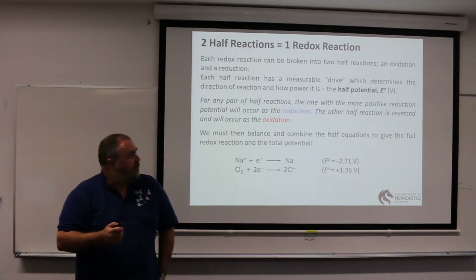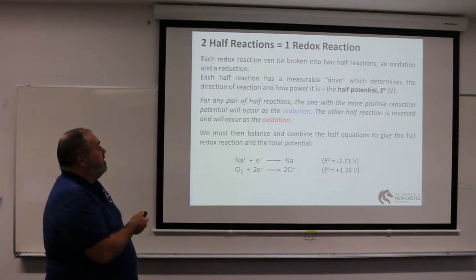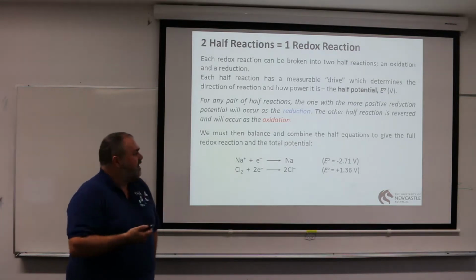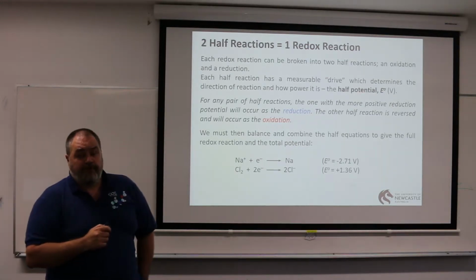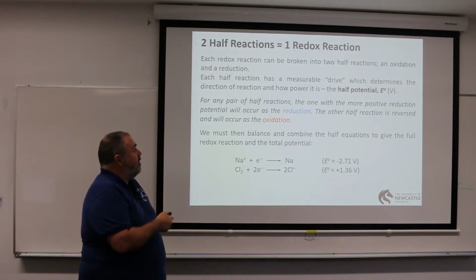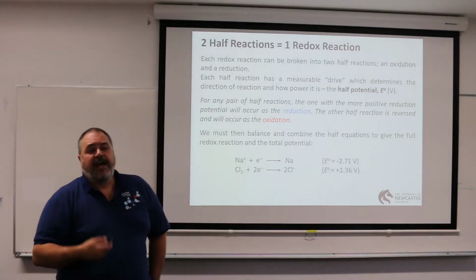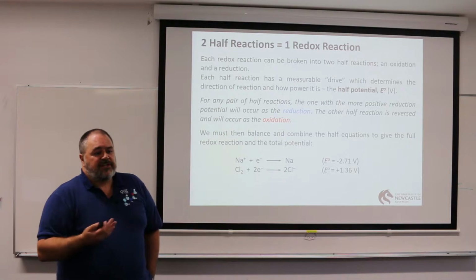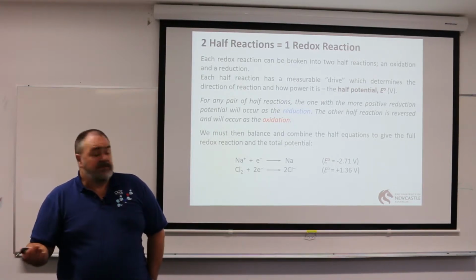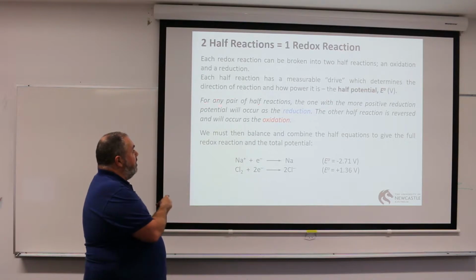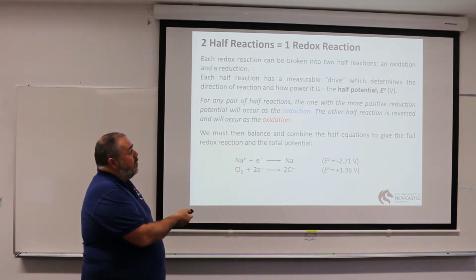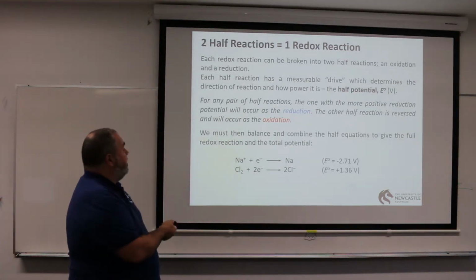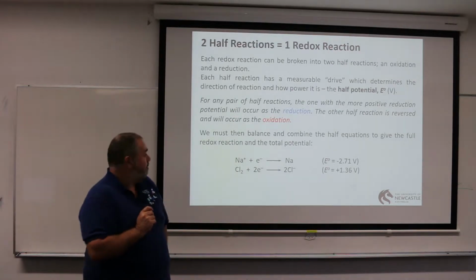So as I said before, redox reactions can be considered as two half reactions, an oxidation and a reduction. Each of these half reactions will have a measurable drive, a potential or half potential, which determines the direction of reaction and how powerful that reaction will be. Conventionally, these half reactions are written as reductions. If we look at any pair of half reactions, the one with the more positive reduction potential will occur as the reduction. The other half reaction is then going to be reversed and will occur as the oxidation.